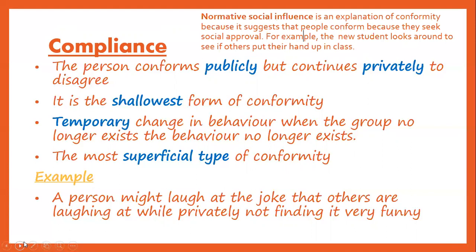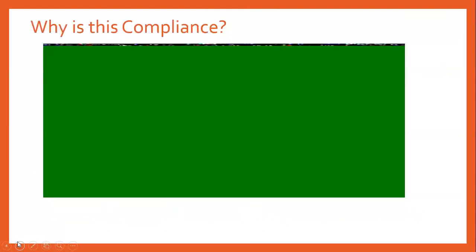Now, if we're looking to explain compliance, we would explain it through normative social influence. This explanation suggests people conform because they seek social approval. We want to be liked, we want to fit in. So it's really important that we understand that compliance is the type of conformity, and we can explain it through normative social influence. Now, hopefully this little video will work.